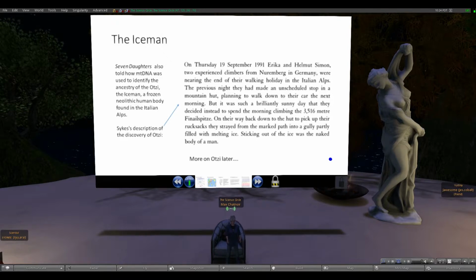This is a passage from Sykes' book that describes the discovery of a 4,000-year-old human body frozen in alpine ice. On Thursday, the 19th of September 1991, Erika and Helmut Simon, 2 experienced climbers from Nuremberg in Germany, were nearing the end of their walking holiday in the Italian Alps. The previous night, they'd made an unscheduled stop in a mountain hut, planning to walk down to their car the next morning. But it was such a brilliantly sunny day that they decided instead to spend the morning climbing a 3,516 meter Finalspitze. I hope I said that right.